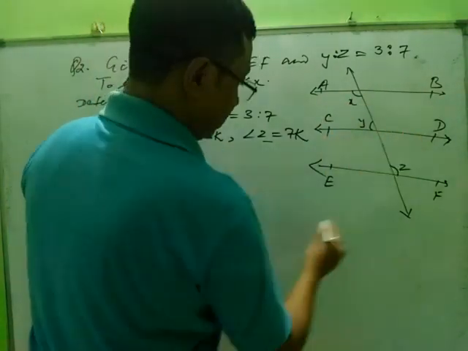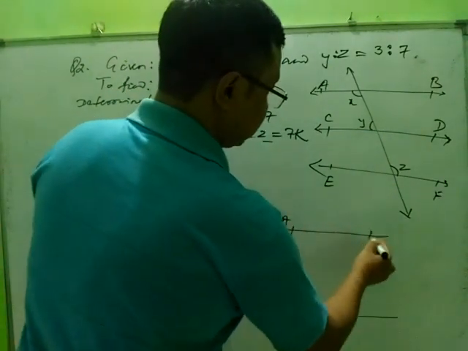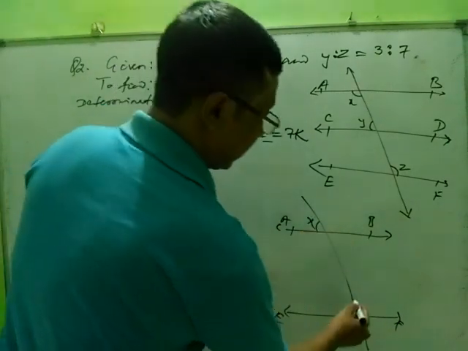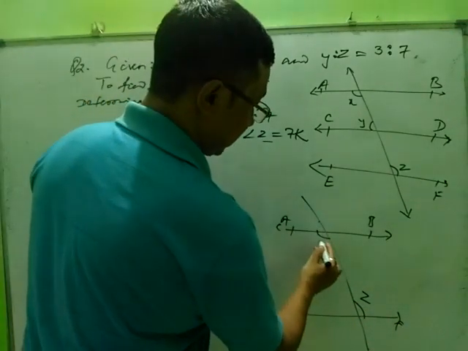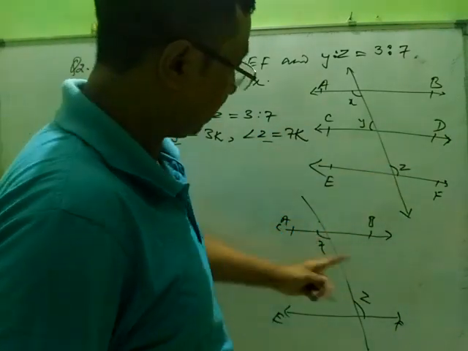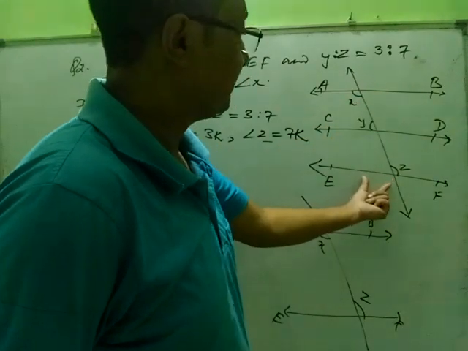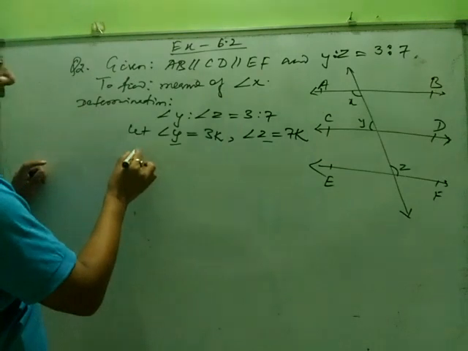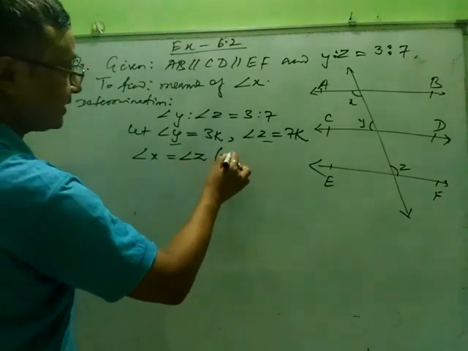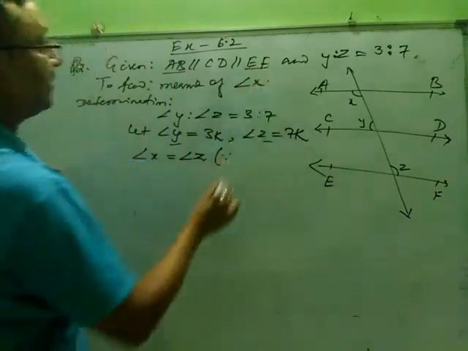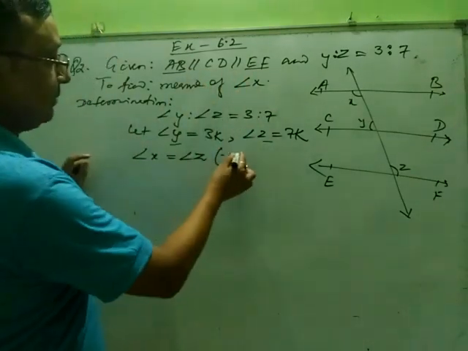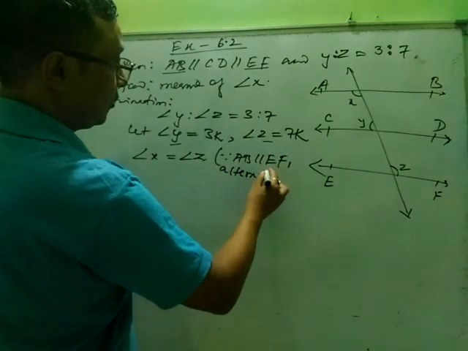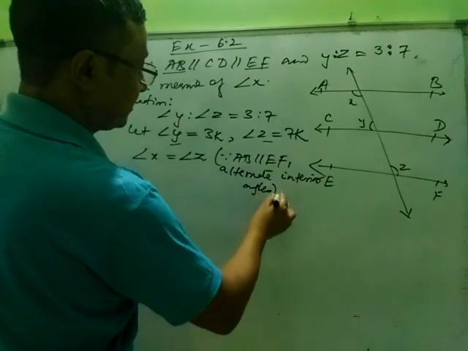Here, x and z are equal. Here AB and EF are intersected by this line. So here there is x and here there is z. These two are the alternate interior angles because AB is parallel to EF. So angle x equals angle z, since AB is parallel to EF because the three lines are parallel to each other. The reason is alternate interior angles.